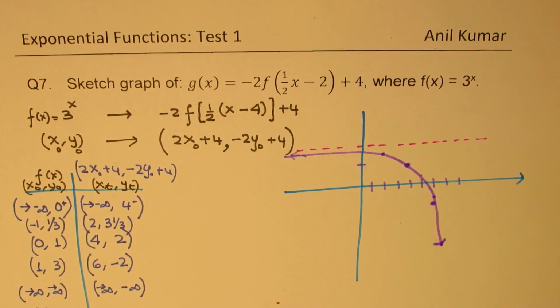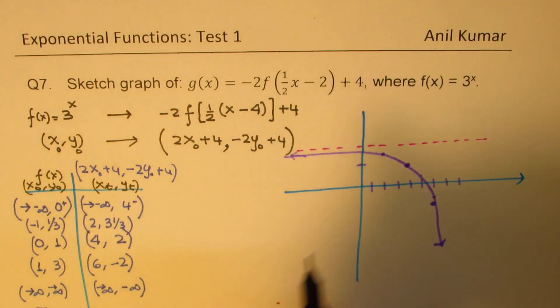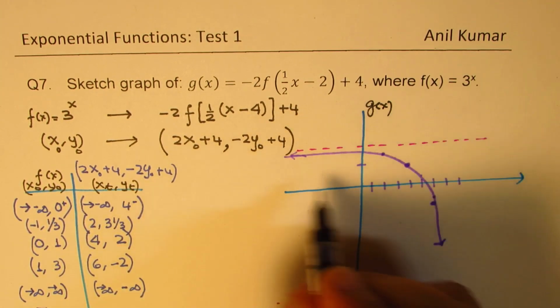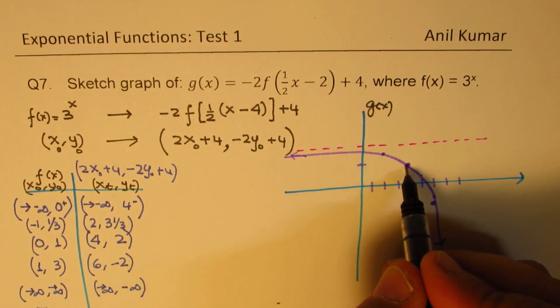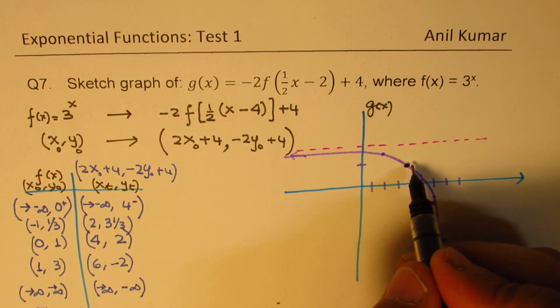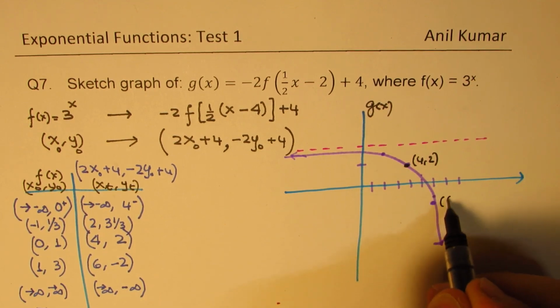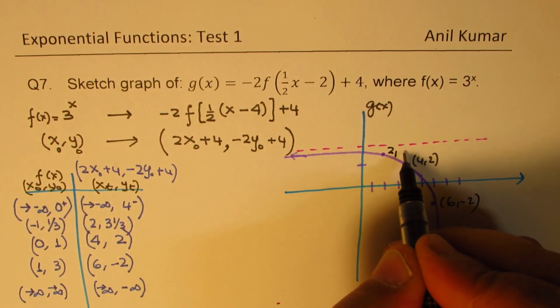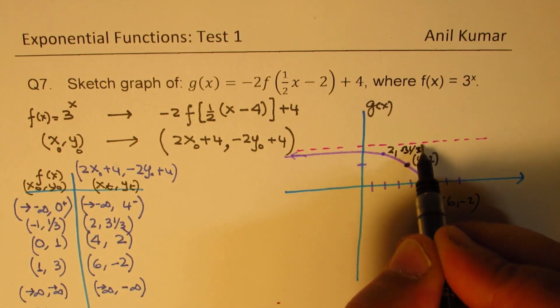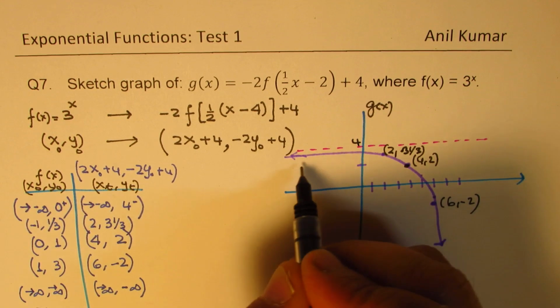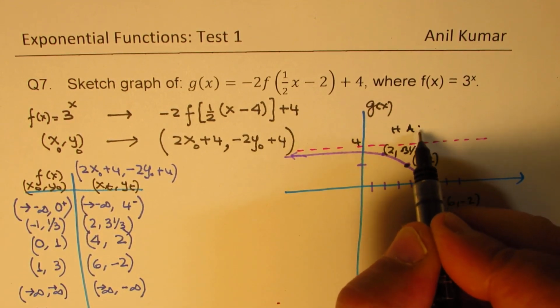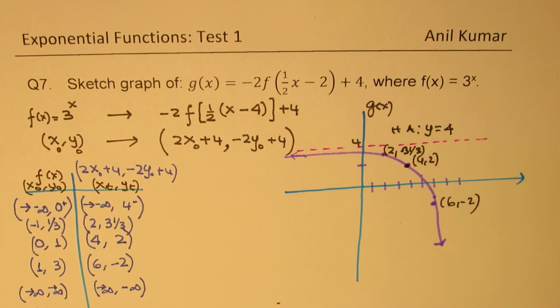Is that clear to you? So that becomes the exponential function, which is g of x. These are the critical points which we should mention: (4, 2), (6, -2), and (2, 3 1/3). And this is 4, so we have a horizontal asymptote, which is y equals 4. Is that clear to you? That is how you could sketch the transformed exponential function where the base is 3. I hope it makes sense.